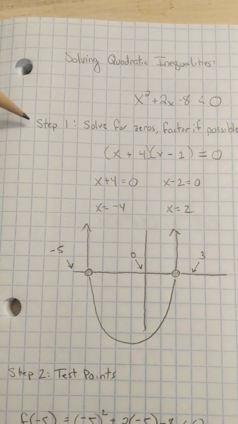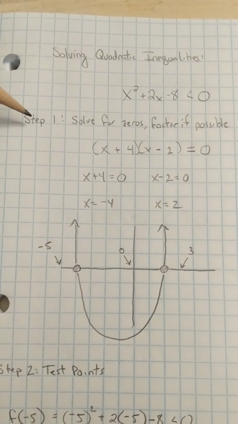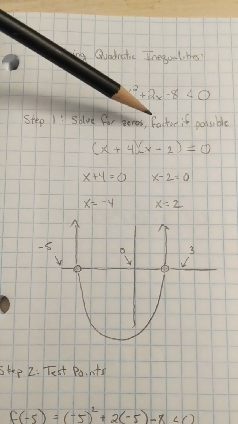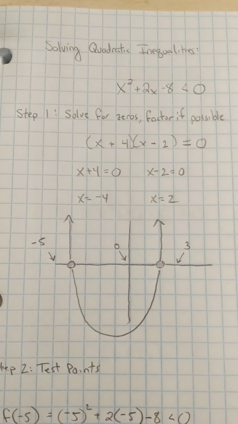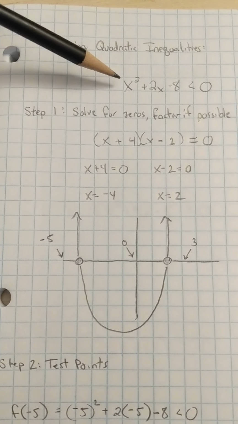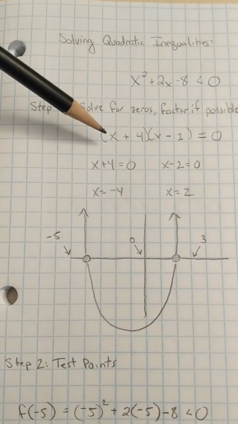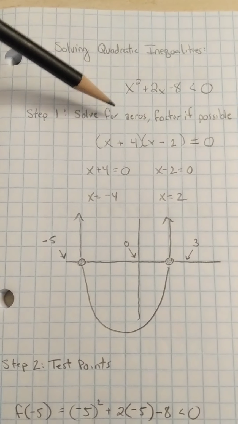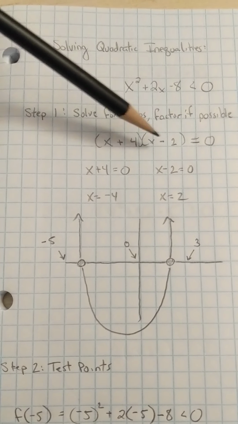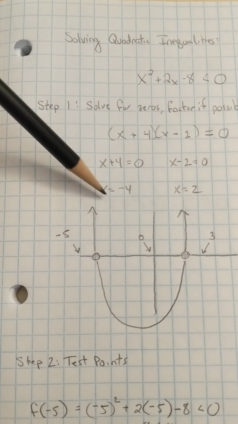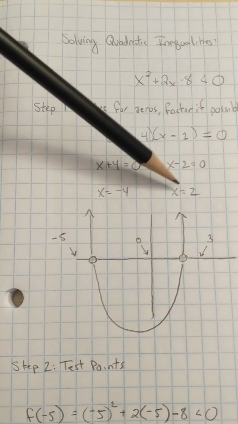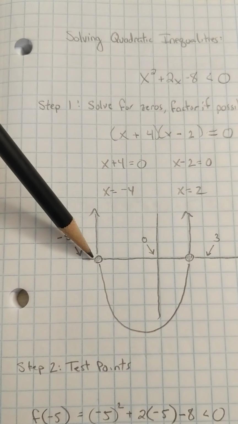The first step to do this algebraically would be to solve for the zeros. So you want to factor it if it's possible. If not, you now have completing the square and the quadratic formula. Completely your choice. In this case, I chose one that was factorable. Since I'm looking for the zeros, I want to know when the quadratic is equal to 0. And so I went ahead and factored, solved, and I knew that when x is negative 4 and when x is 2, those are my zeros.